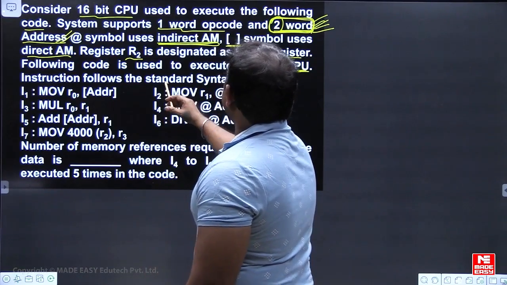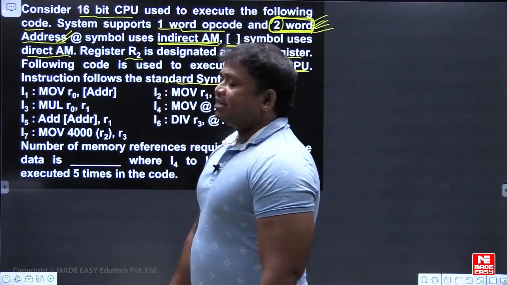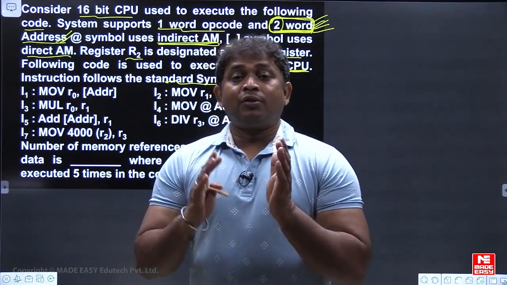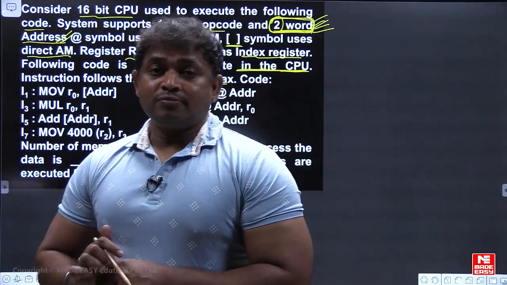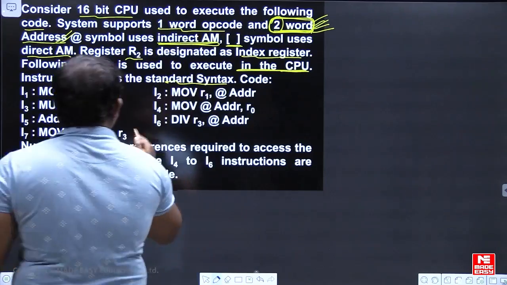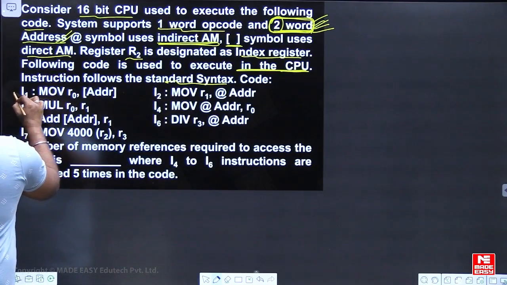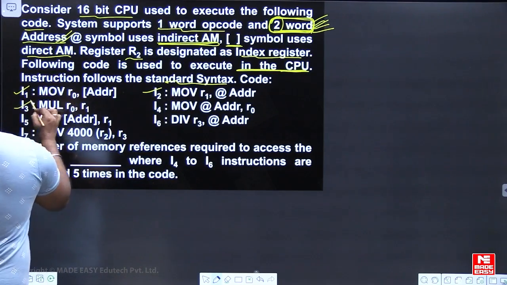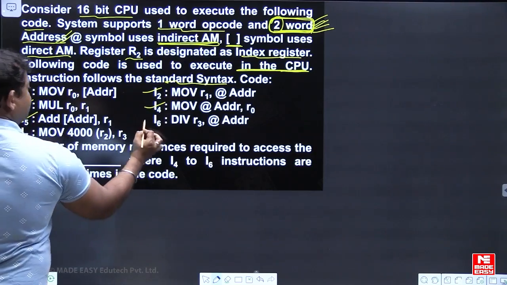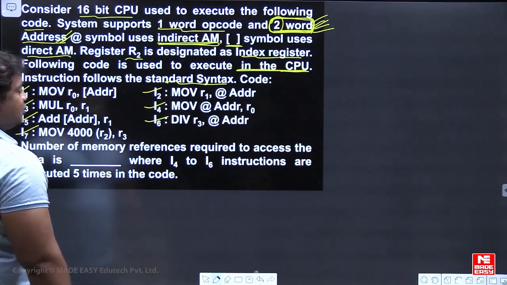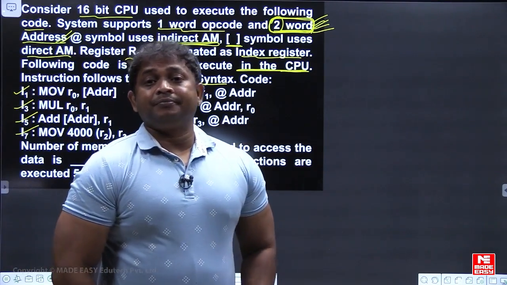Instructions follow standard syntax. What is standard syntax? First opcode, next destination, next source. Now, in total how many instructions are given? I1, I2, I3, I4, I5, I6, I7. Total 7 instructions are given here.